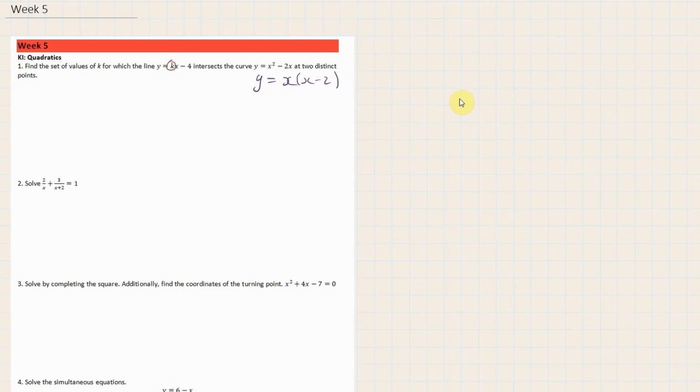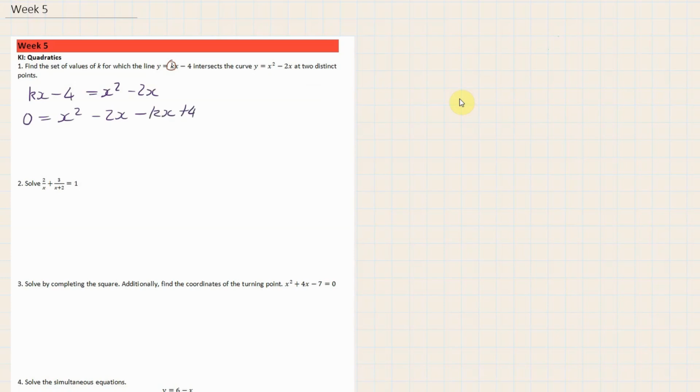So what I'm going to do is make an equation. I want to know where the line, which is kx minus 4, meets or is equal to the curve. Then I'm going to pull everything across to the left hand side. So I'm going to get a quadratic like this.